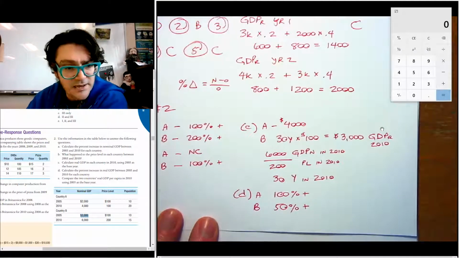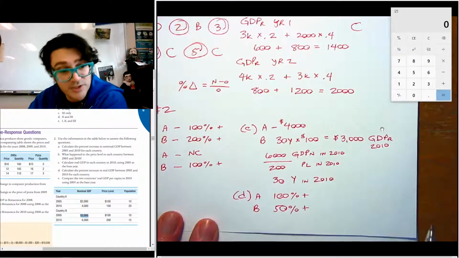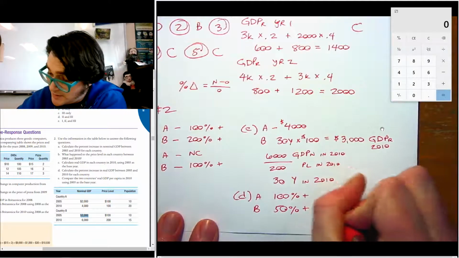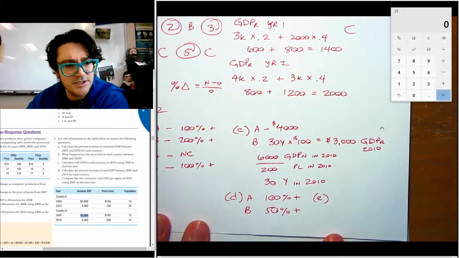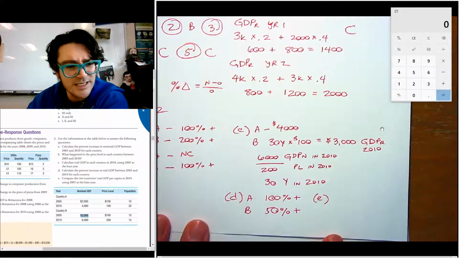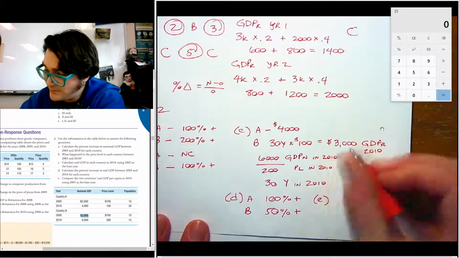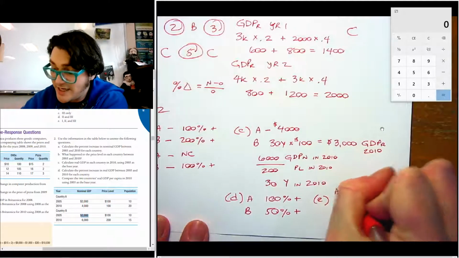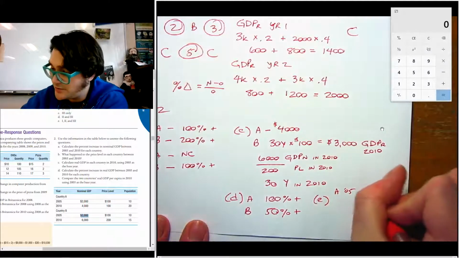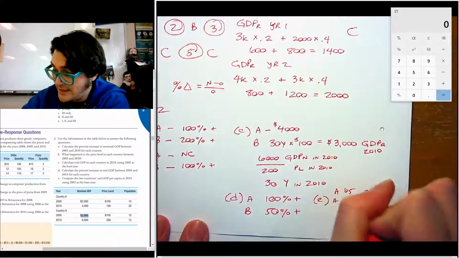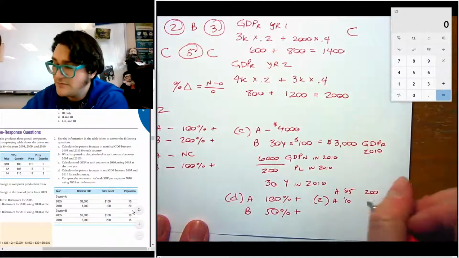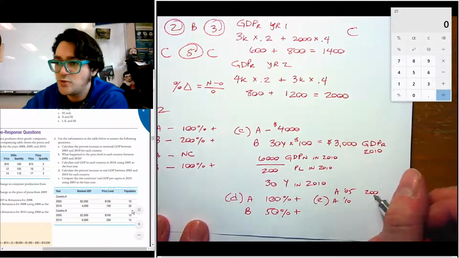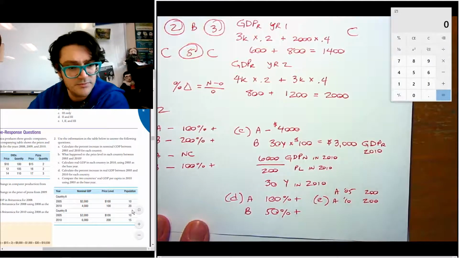And then E says compare the two countries' real GDP per capita in 2010 and 2005. Oh my gosh, this is a pain, isn't it? We're just dividing by the population. So we would say the real GDP per capita for A in 2005 was 200. And A in 2010 is 4,000 divided by 20. 4,000 over 20 is 200. So it stayed the same.